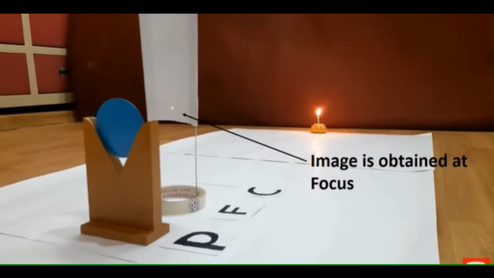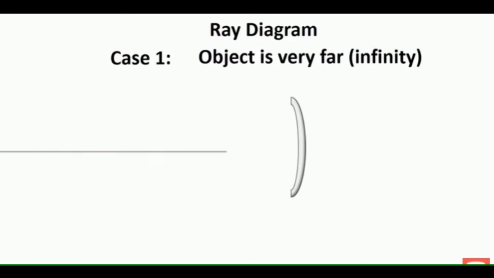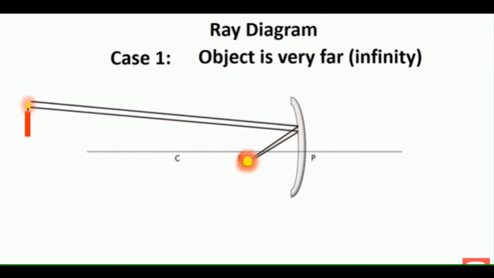So we call it a real image, if it can be taken onto a screen. We call it a real image and it is inverted.